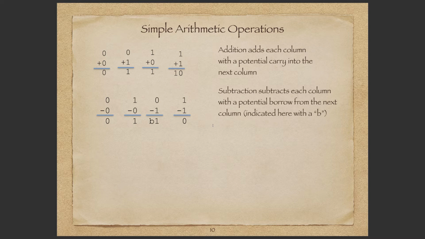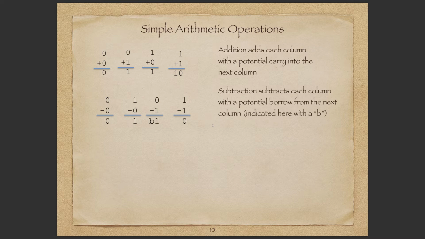So coming across the top row, we have 0 plus 0 is 0, 0 plus 1 is 1, 1 plus 0 is 1. And 1 plus 1, of course, we know that's 2, but in a binary world, it would be a 0 carry 1. So 1 plus 1 is 0, carry the 1 to the 2's column.